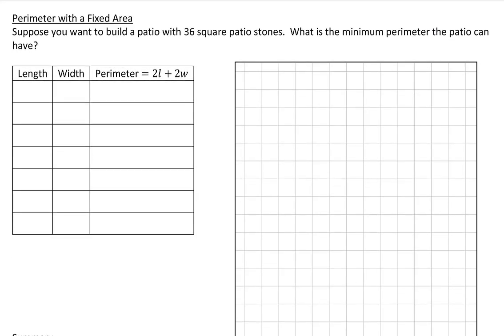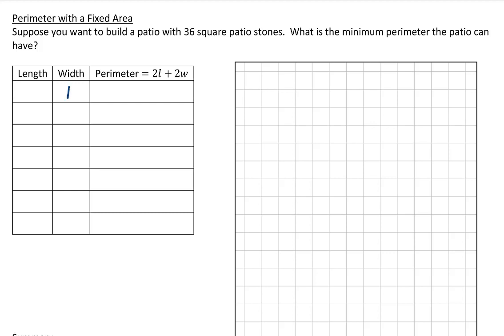What about if you want a perimeter with a fixed area? So suppose you want to build a patio with 36 square patio stones. What is the minimum perimeter the patio can have? So let's start with the simplest case. Let's assume we're going to have a width of 1.